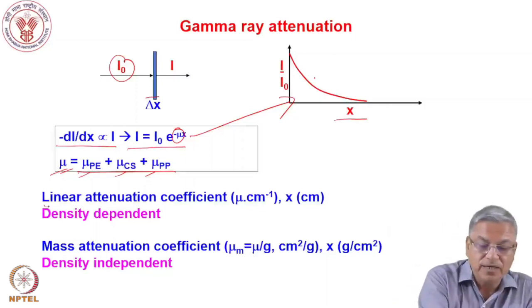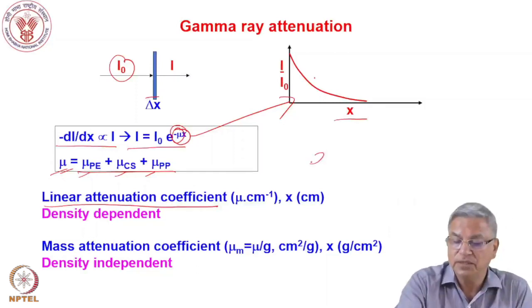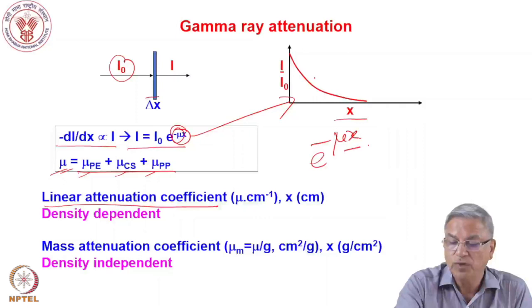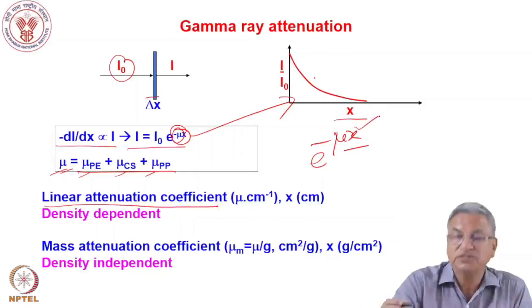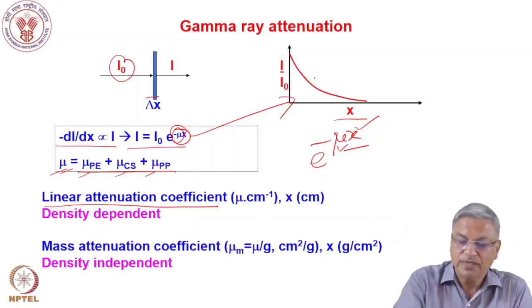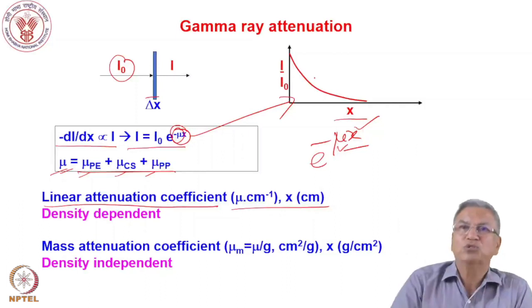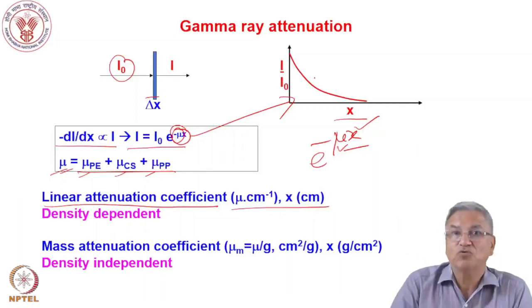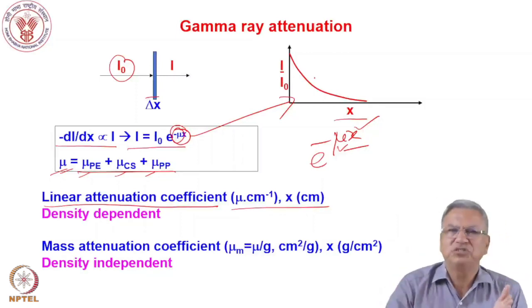One is the linear attenuation coefficient. Mind you, in the quantity e raised to minus mu x, the mu x has to be a dimensionless quantity. Anything in an exponential is a dimensionless quantity. So if x is the thickness in centimeter, mu will be in centimeter inverse. So this x is linear thickness in centimeter, and mu is called the linear attenuation coefficient.